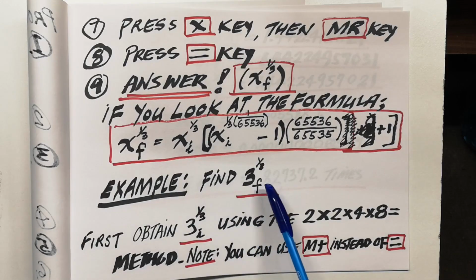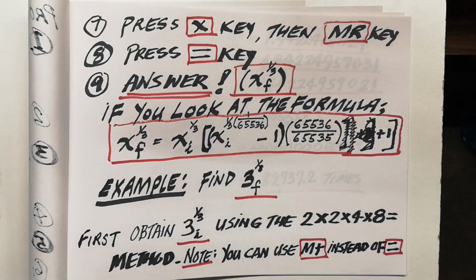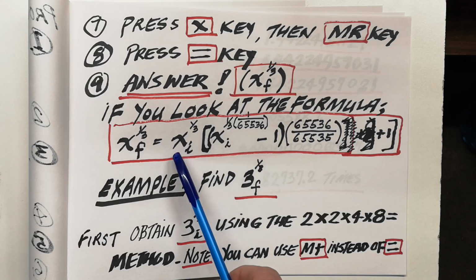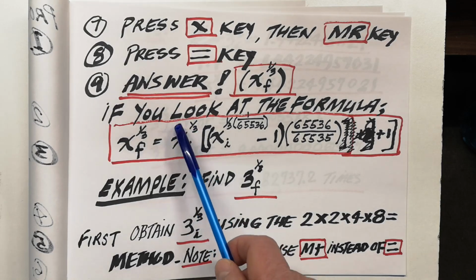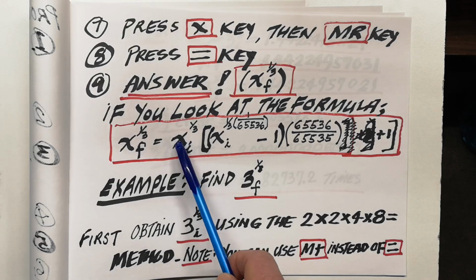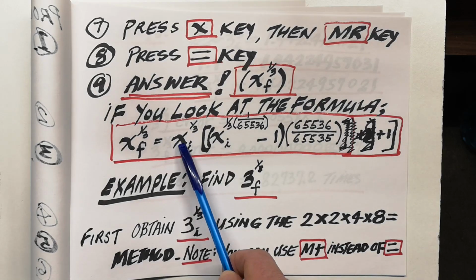Example: find the cube root of 3 final. First, obtain the initial cube root of 3 using the 2248 method. Note, you can use memory plus instead of the equals key. You can see from the formula how you're able to proceed with the procedure. The first thing is to input this value, xi to the 1/3, in the memory plus bank.